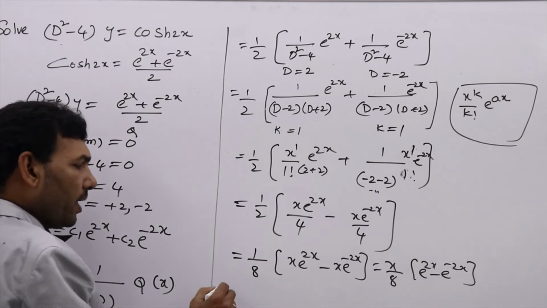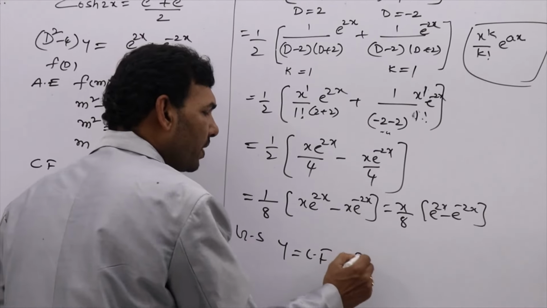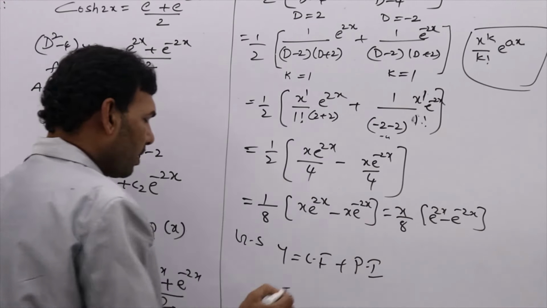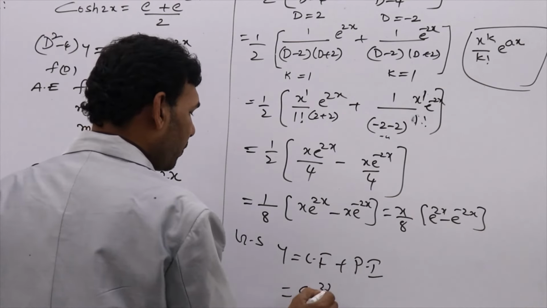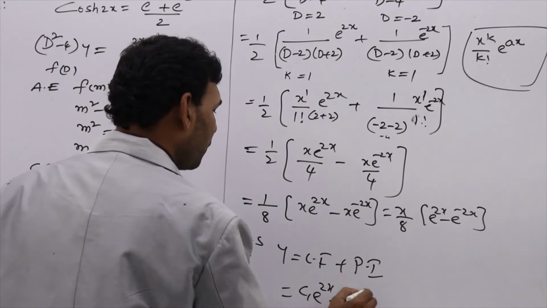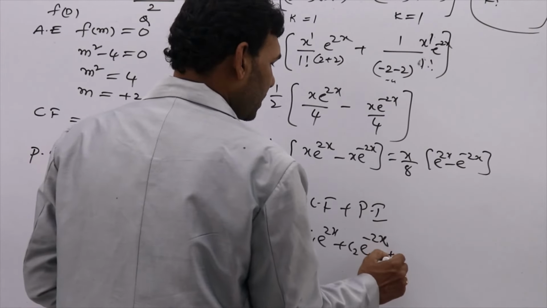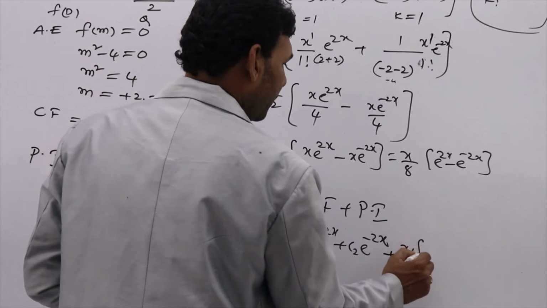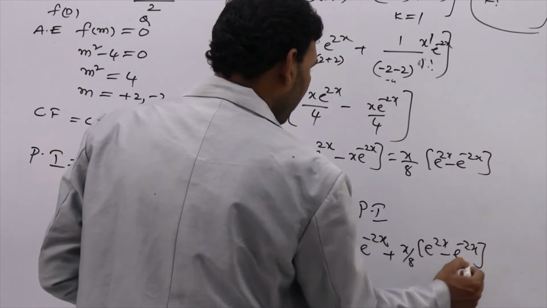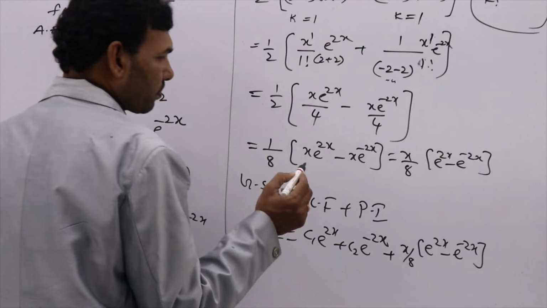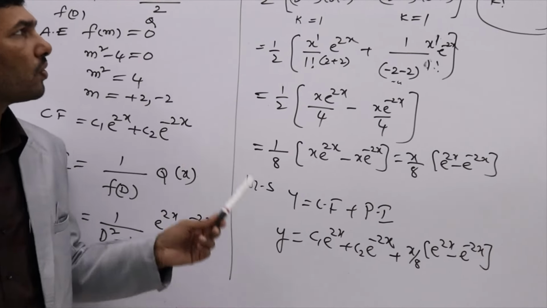Okay, so finally the general solution is y equal to complementary function plus particular integral. What CF did we get? C1 e power 2x plus C2 e power minus 2x, plus x by 8 into (e power 2x minus e power minus 2x). So this is the general solution of this differential equation.